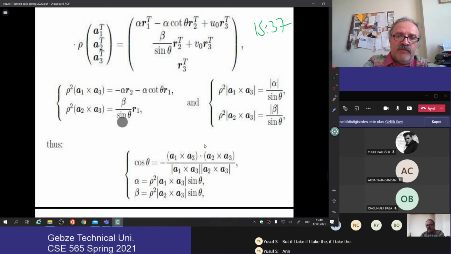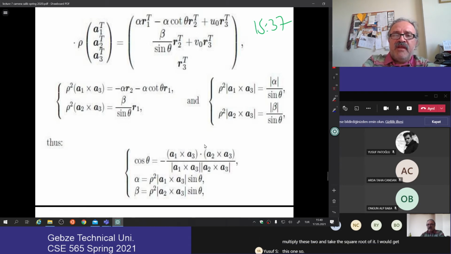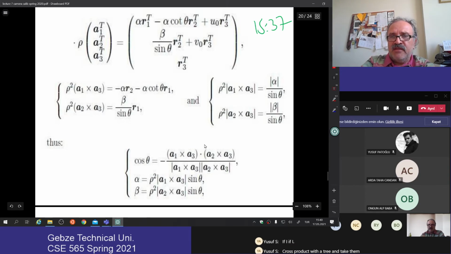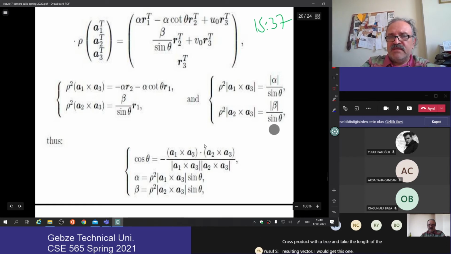But if I take the length of this vector, this is a vector, right? If I take the length of this vector, so R1 times R1 is 1, okay, I know that one. I multiply these two and take the square root of it, I would get this one. So if I cross product A2 with A3 and take the length of the resultant vector, I would get this one. Absolute value of beta over sine theta.